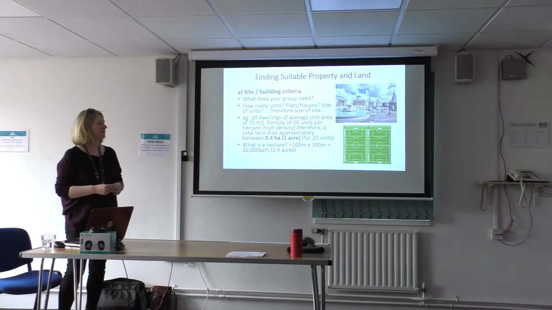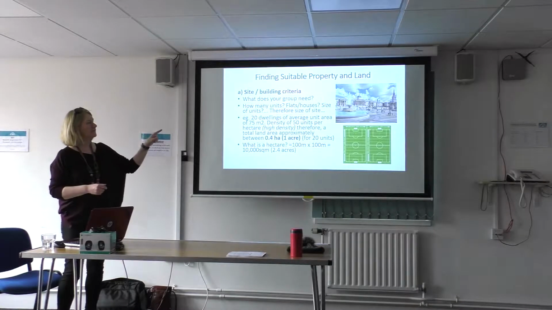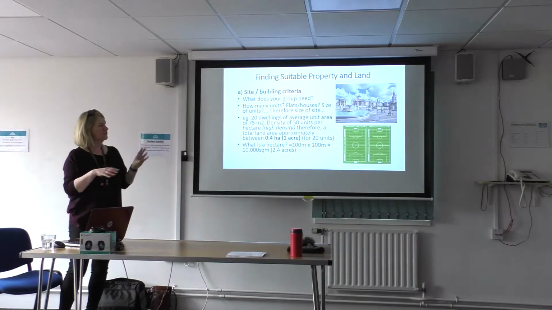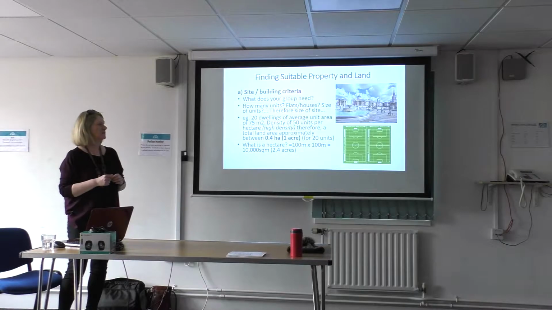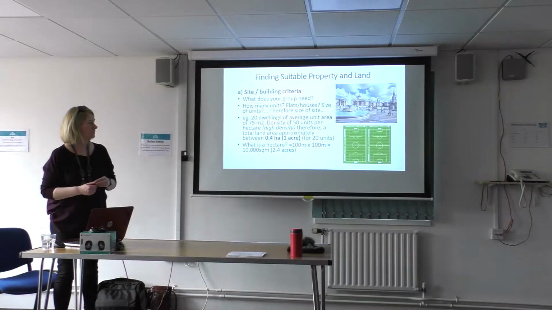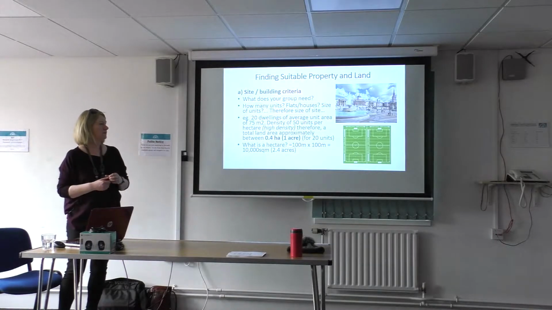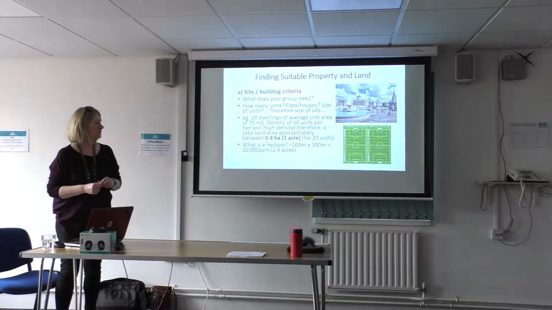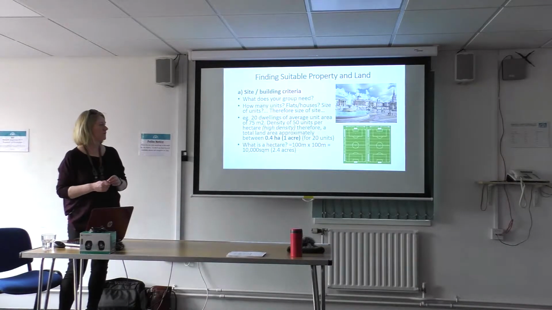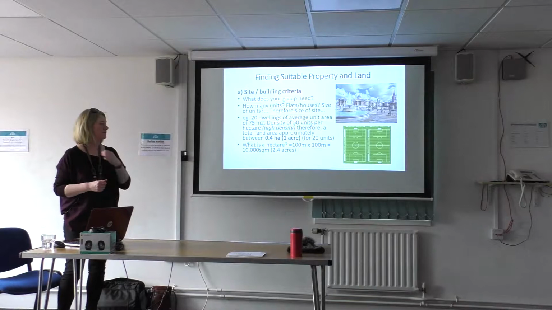That's a hectare. So going back to the calculation, 20 dwellings of about 75 square metres, with a density of 50 units per hectare. So you would need about 0.4 of a hectare. So that's for 20 units, and it's saying there what a hectare is. So it's 100 metres by 100 metres, about 10,000 square metres.